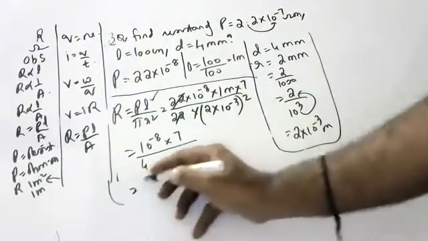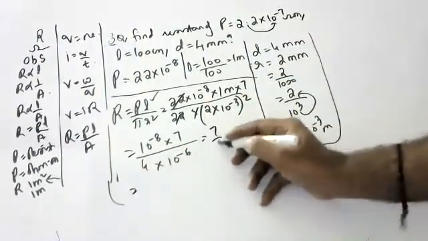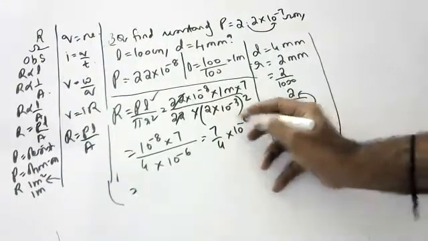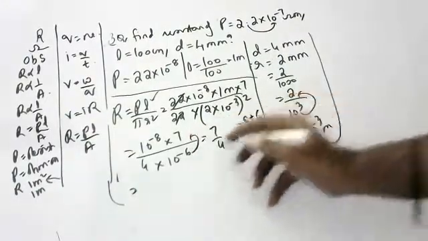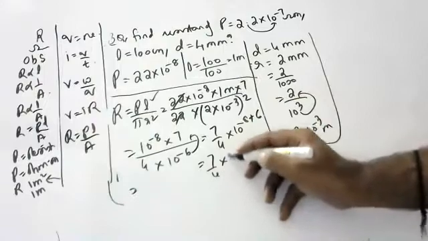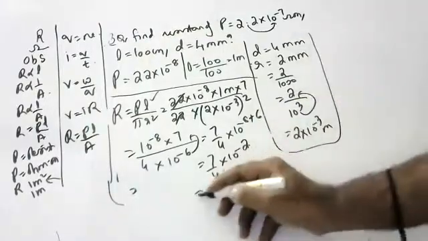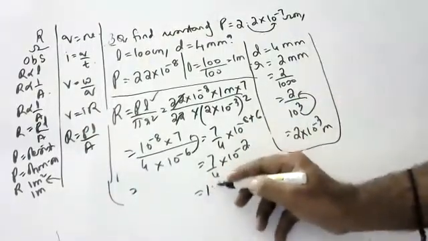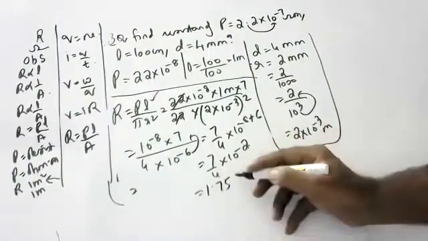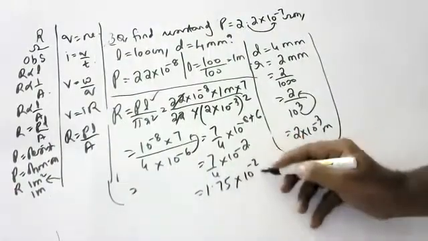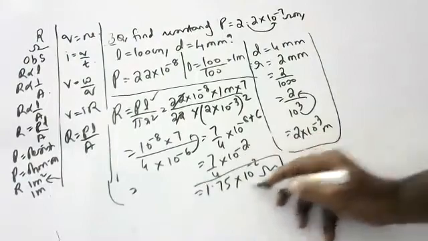Okay. So, how much is the answer? 7 by 4 into 10 to the power of minus 8. If this comes out plus 6, that is 7 by 4 into 10 to the power of minus 2, children. So, 7 by 4 is how much, children? 1.75 into 10 to the power of minus 2 ohms. This is the answer. Like this.